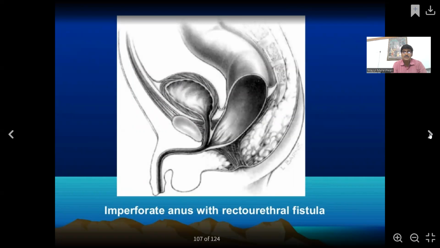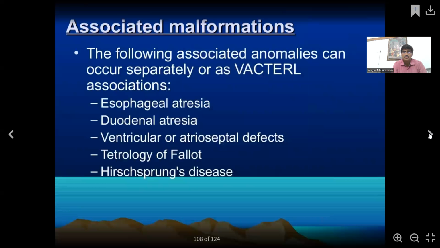This is another, where there is a communication with the rectoprostatic fistula area. The rectum has an abnormal communication with the prostatic area. Associated malformations can occur separately or as a VACTERL association. They are esophageal atresia, duodenal atresia, ventricular or atrioseptal defects, tetralogy of Fallot, or Hirschsprung disease.